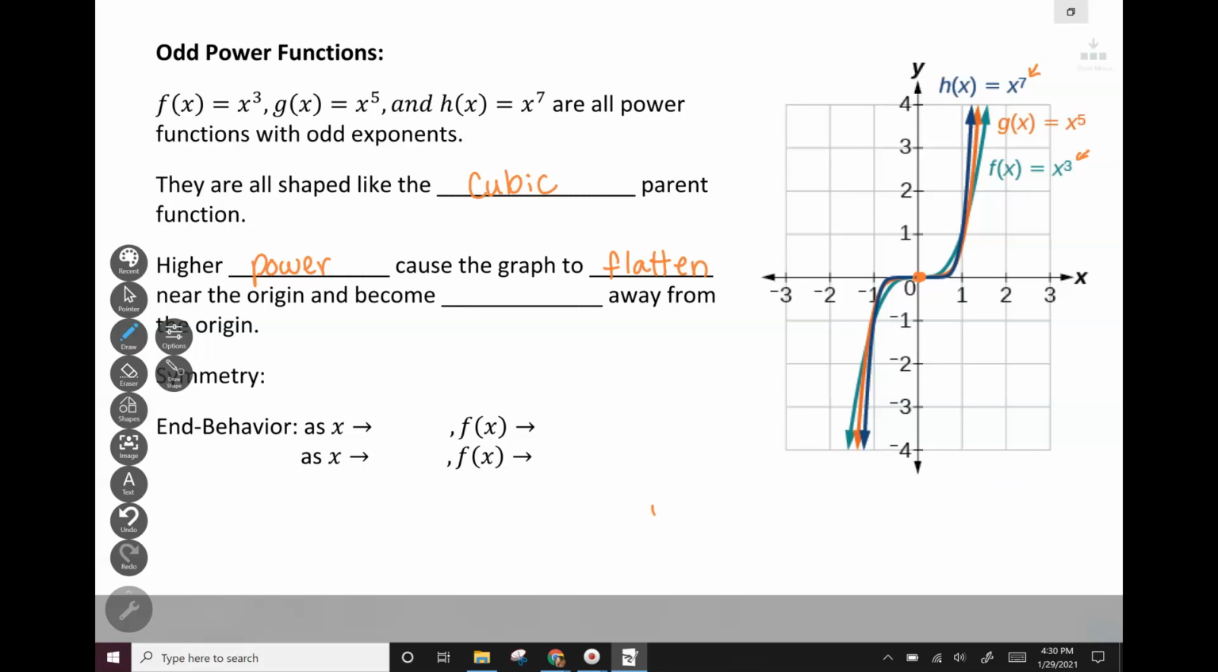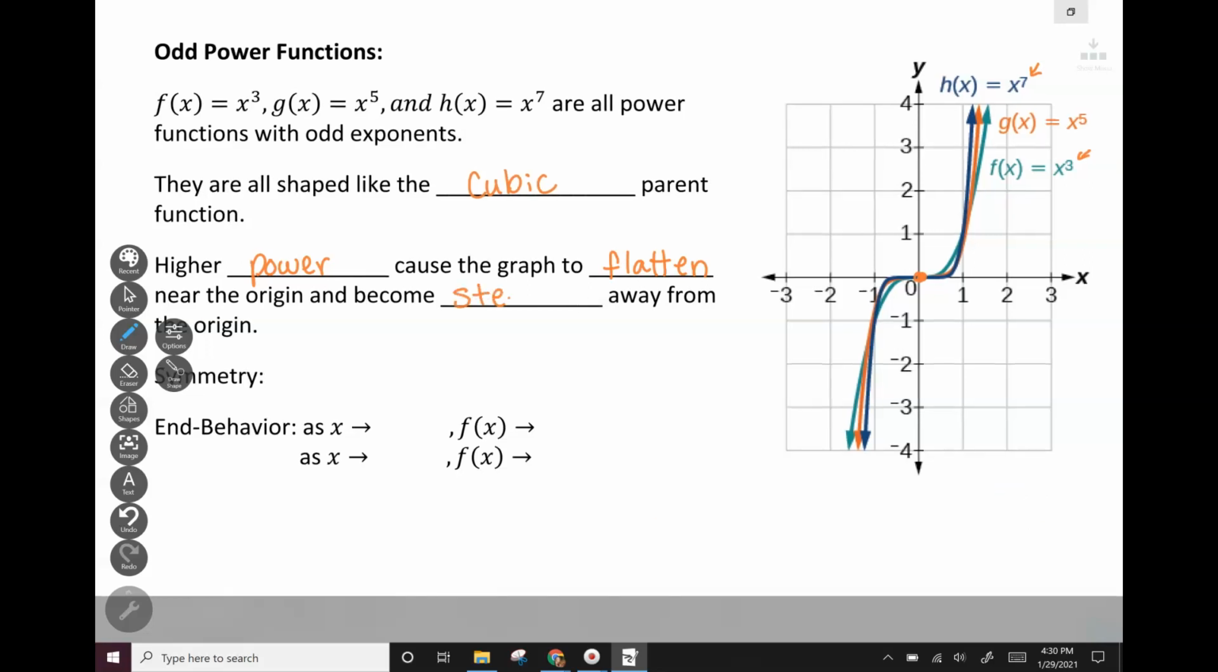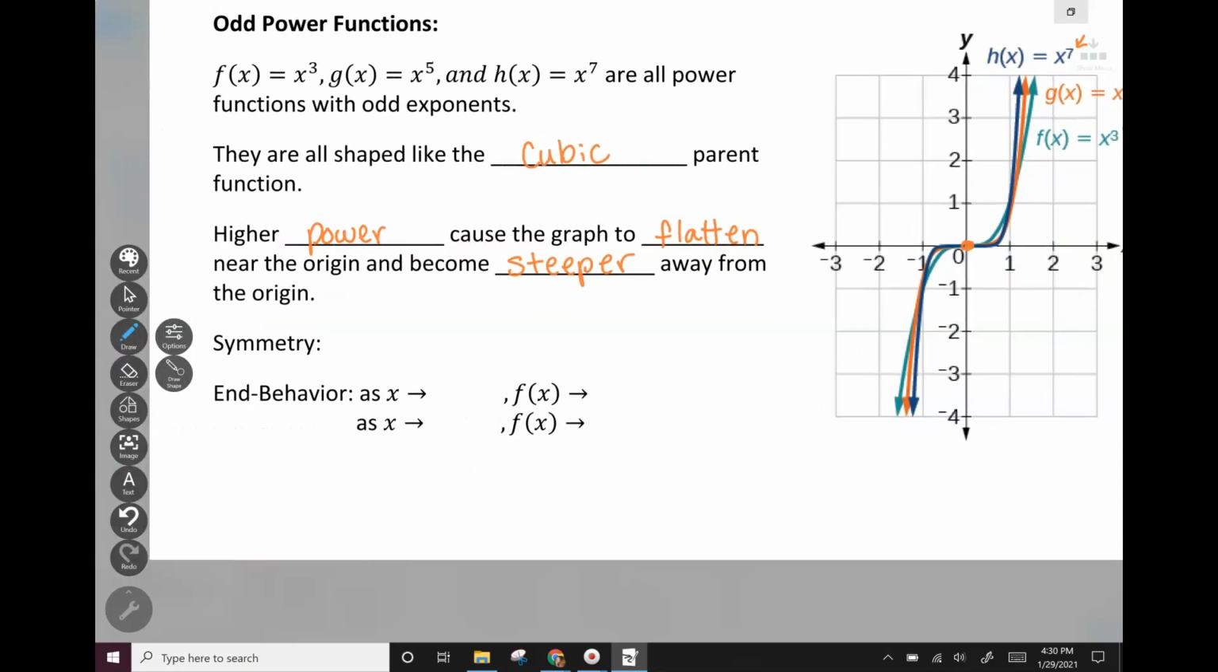And then it's going to become steeper away from the origin. So as you move away from 0, 0, it's going to be more steep if it has a larger exponent. So you see x cubed, not quite as steep, although it is still very steep. But it's not as steep as x to the power of 7, which is going up much quicker.